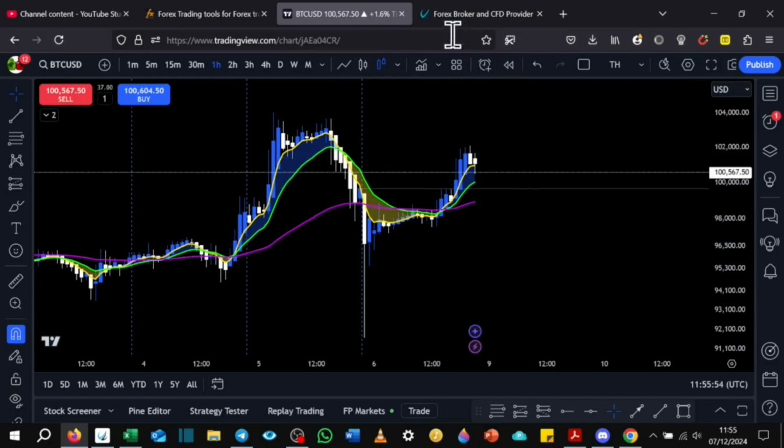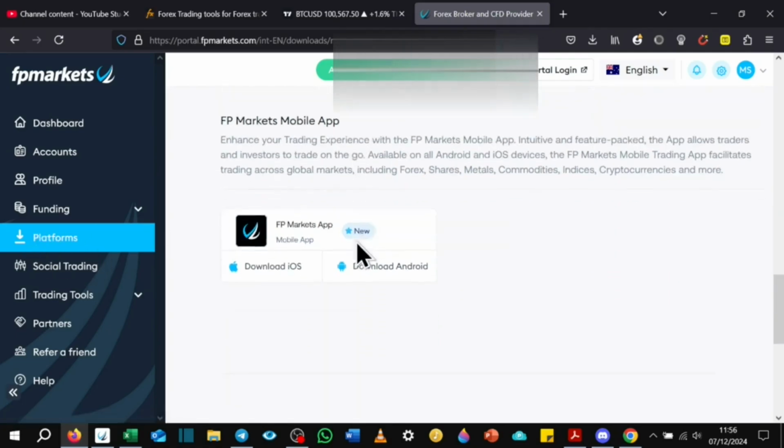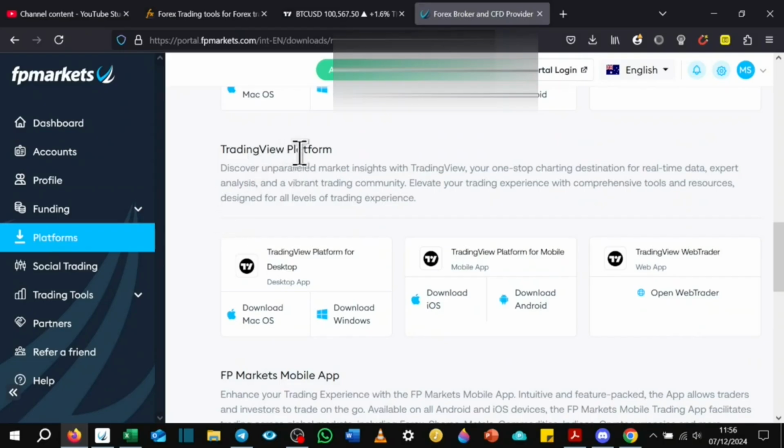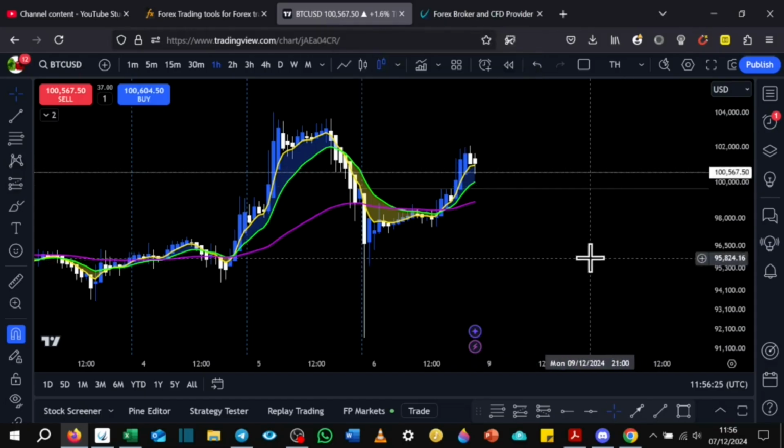If that doesn't work, I think initially it did not work, what you want to do is log into your FP Markets portal, go to platforms and scroll down until you see the TradingView platform, and then you literally just click download Windows, or if you're on a Mac, you can click on that, and then that will open the link. I assume it's all connected and it all syncs up, and then you log in with your account number and your password, and then I was able to log in.